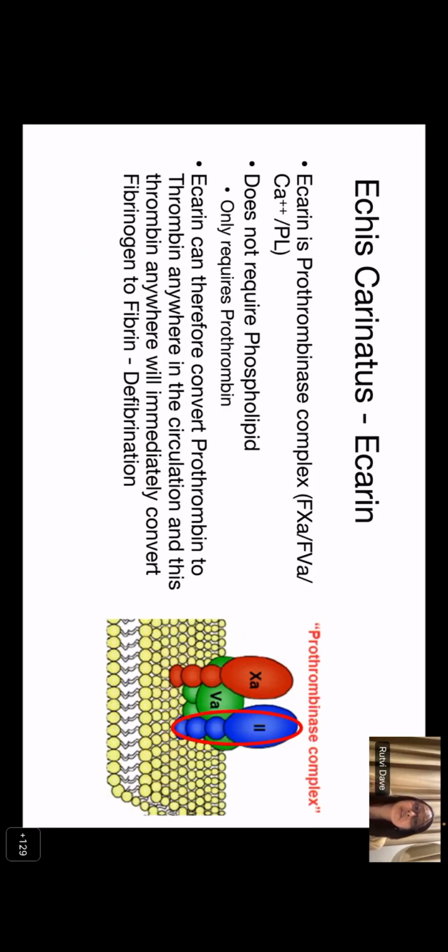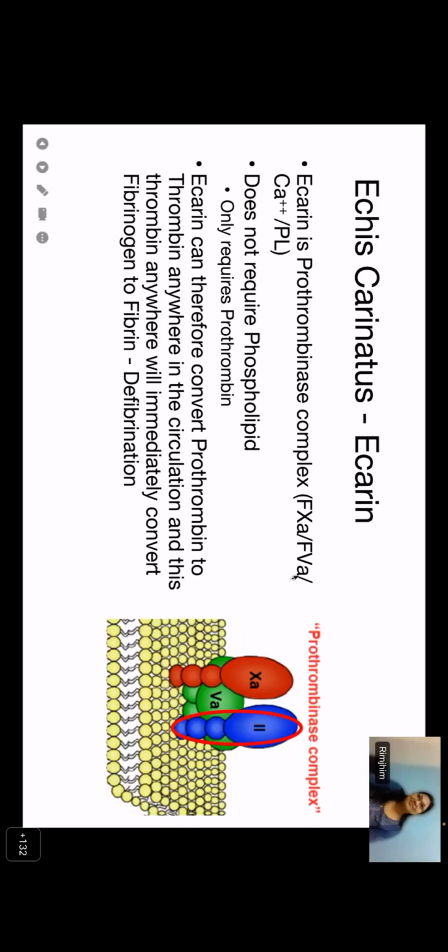Now what is the action of ecarin? Ecarin acts as a prothrombinase complex. If you recall the prothrombinase complex, it has factor 10A, 5A, phospholipids and calcium. Ecarin only lacks factor 2. It does not require phospholipid, it only requires prothrombin. So anywhere in the circulation, it converts all the prothrombin to thrombin. All this thrombin finally converts fibrinogen to fibrin, and as a result, it results in defibrination.